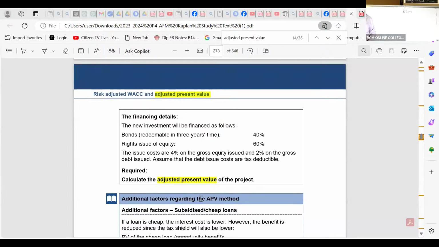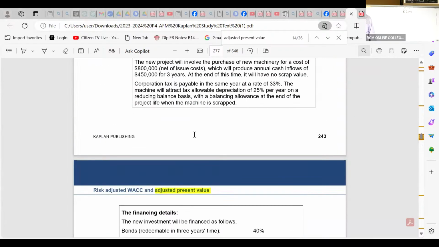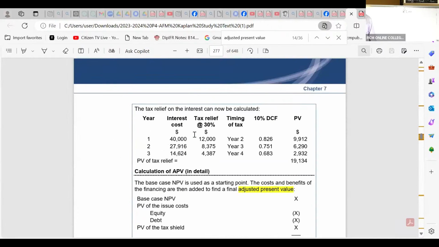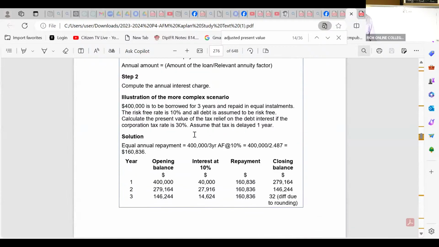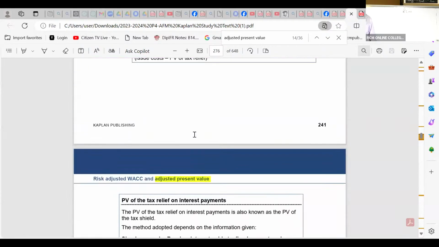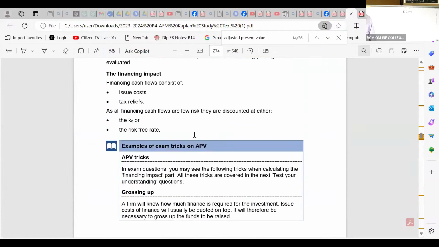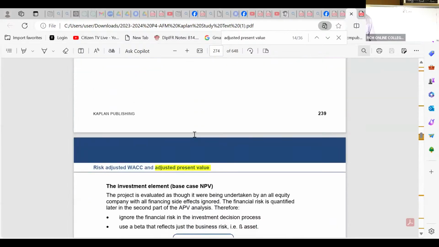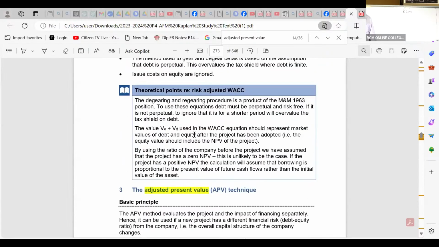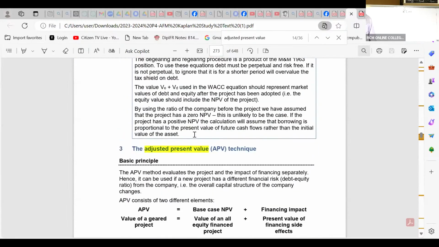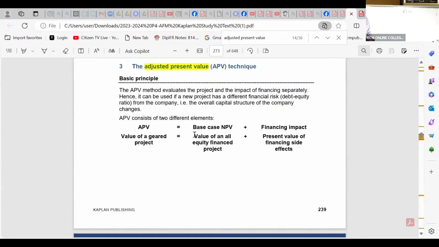So then I want us to look at adjusted present value, APV. This is what we are looking at today, APV. If you have this book, I would want you to basically write there. It's page number 239.